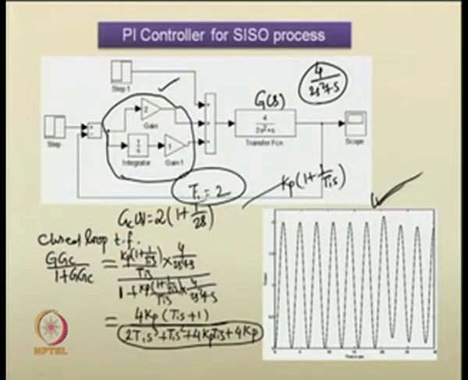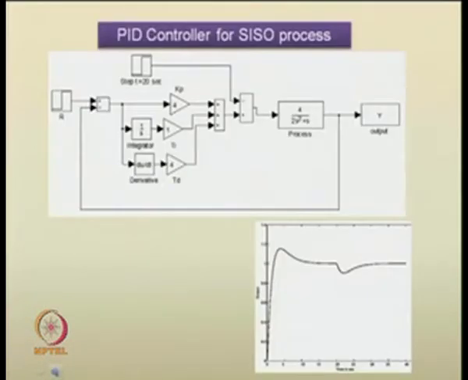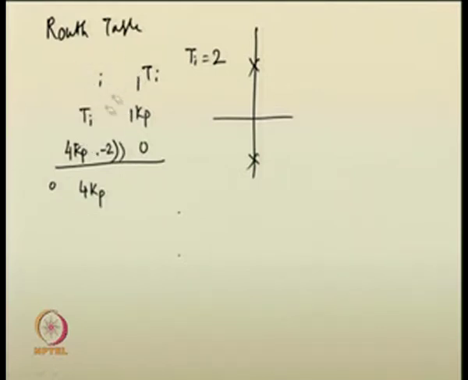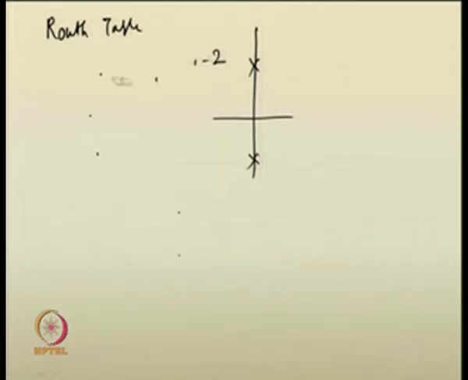The Ti should be greater than 2 to obtain some stable response, not like this. Next, let us attempt to design a PID controller for the same process. A PID controller can be designed with the same analysis. Let me start with the closed loop transfer function, assuming the form of the PID controller.